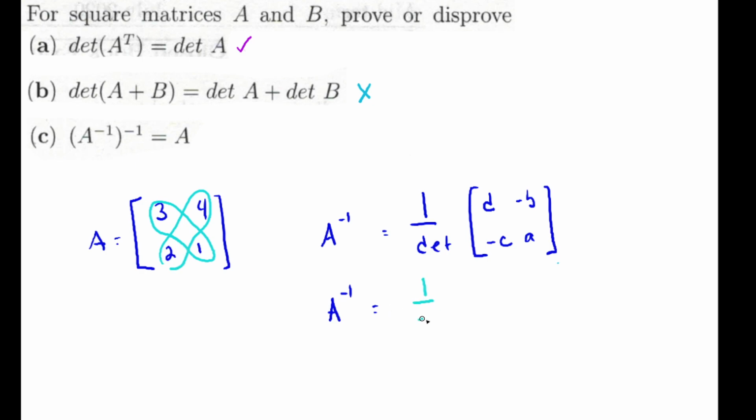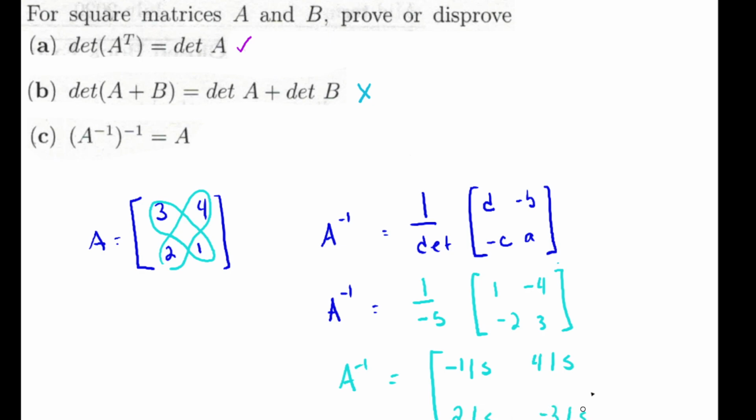So we're going to do 1 over negative 5 times D, so we're going to switch this, so that's 1, negative 4, negative 2, and 3, because we're pretending this is A, B, C, D. Okay, so let's take the answer to that, and we get 1 times 1 over negative 5 is negative 1 over 5. Negative 4 times 1 over negative 5 is 4/5. Here we have 2/5 and negative 3 out of 5.